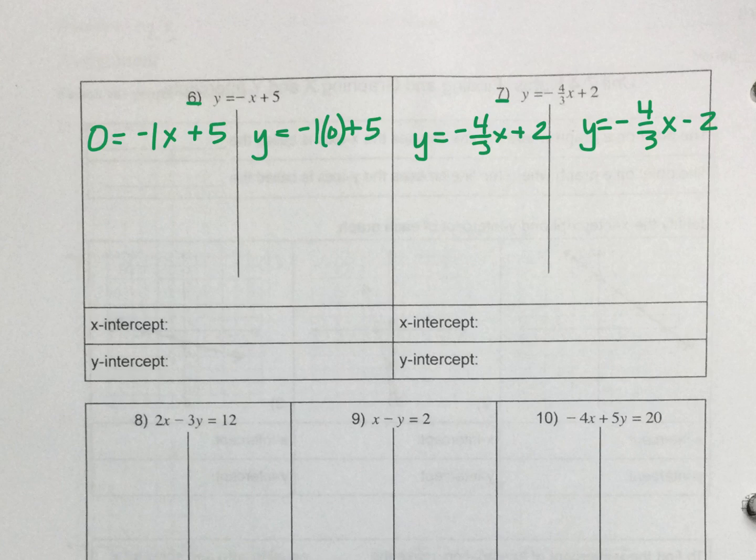Make the y 0 in the first one, and make the x 0 in the second one. So your answer, you'll have a coordinate for each of them. This one will be a number and then a 0, and the y-intercept will be a 0 and then your number. Same thing for these. All right, now look down at number 8 when you're done with that.